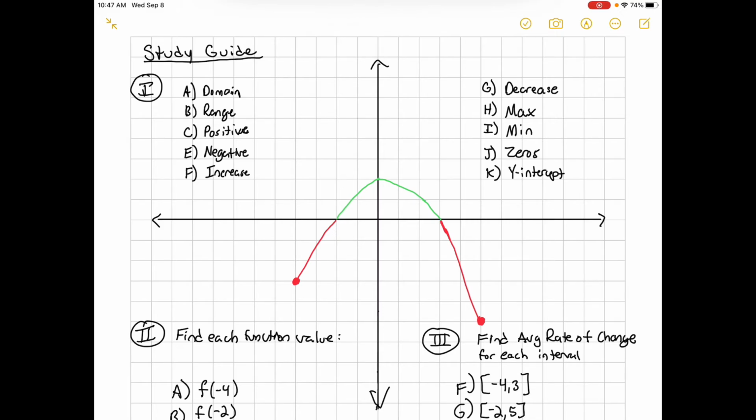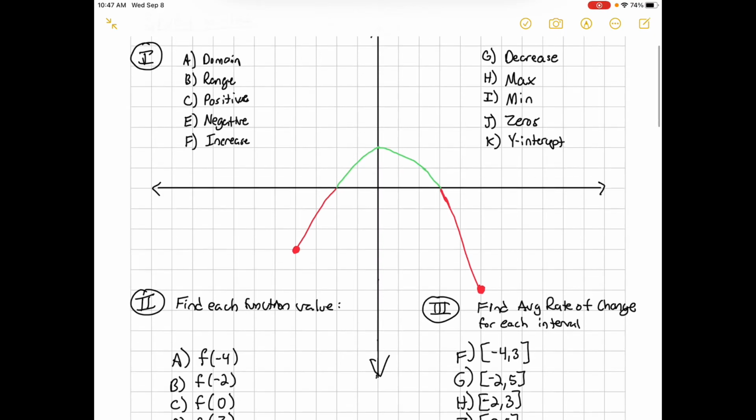Domain, range, positive intervals, negative intervals, where does it increase, where does it decrease? Does it have a maximum value, a minimum value? What are the zeros, or where does it cross the x-axis? That's what the zeros are. And the y-intercept, where does it cross the y-axis?